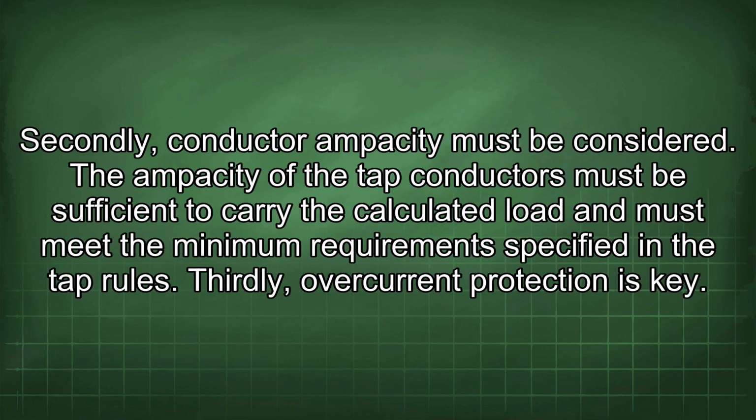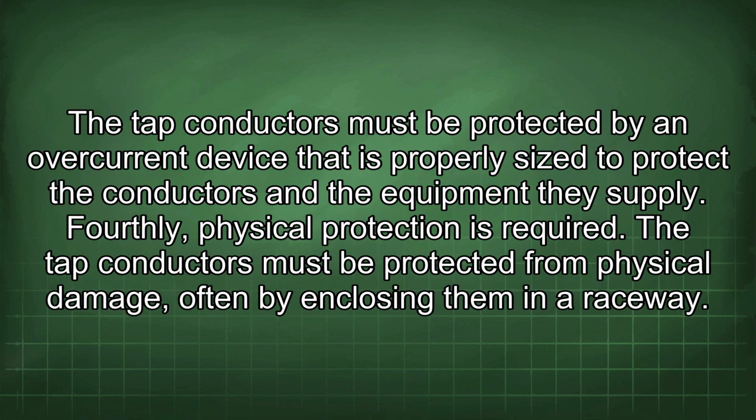Secondly, conductor ampacity must be considered. The ampacity of the tap conductors must be sufficient to carry the calculated load and must meet the minimum requirements specified in the tap rules. Thirdly, overcurrent protection is key. The tap conductors must be protected by an overcurrent device that is properly sized to protect the conductors and the equipment they supply. Fourthly, physical protection is required. The tap conductors must be protected from physical damage, often by enclosing them in a raceway.